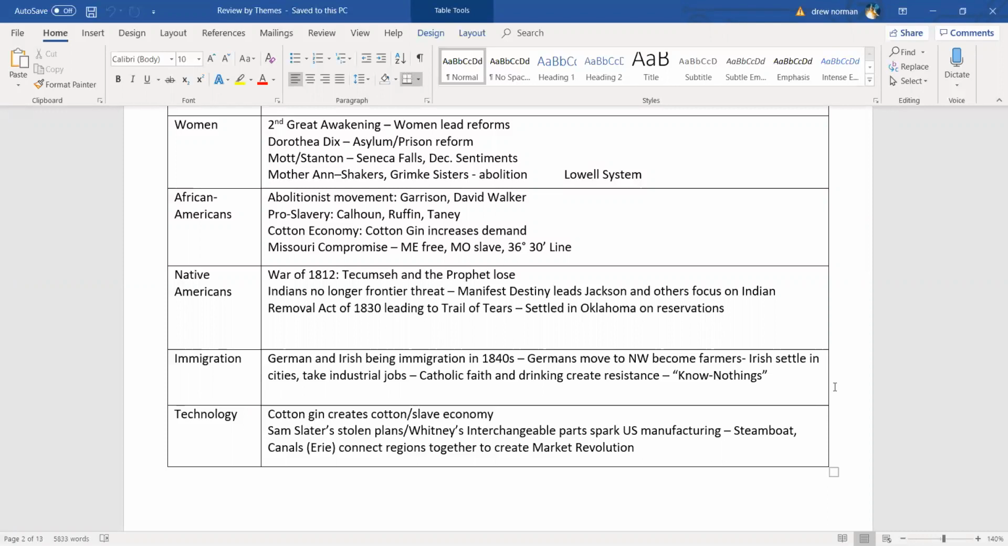And then Roger B. Taney is your Supreme Court justice who will play a terrible, unfortunate role in the Dred Scott case. And we'll get into his opinion in the next time period as well. As far as African Americans, unfortunately for them, they play a major part in the cotton economy, even though they don't see much benefit from it. In fact, it creates an increased demand for slaves because of the cotton gin and because of the focus on cotton.